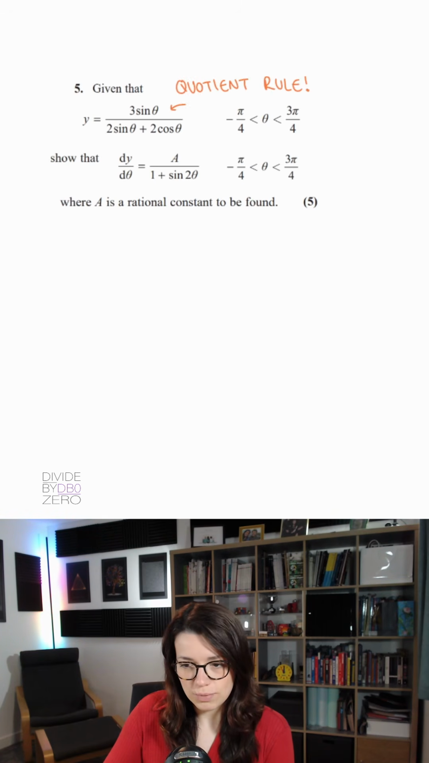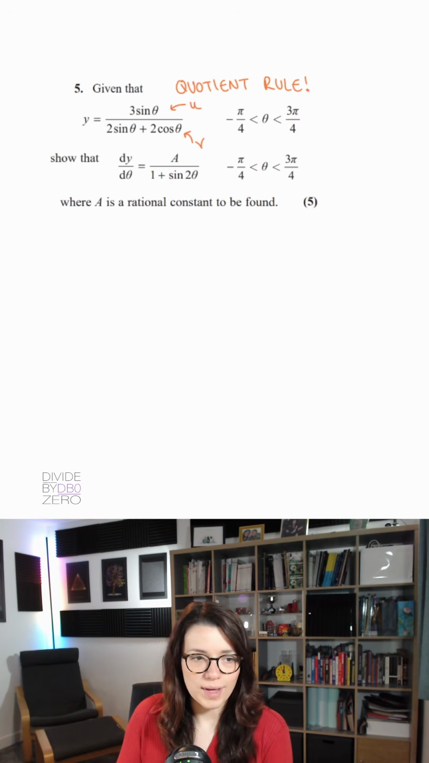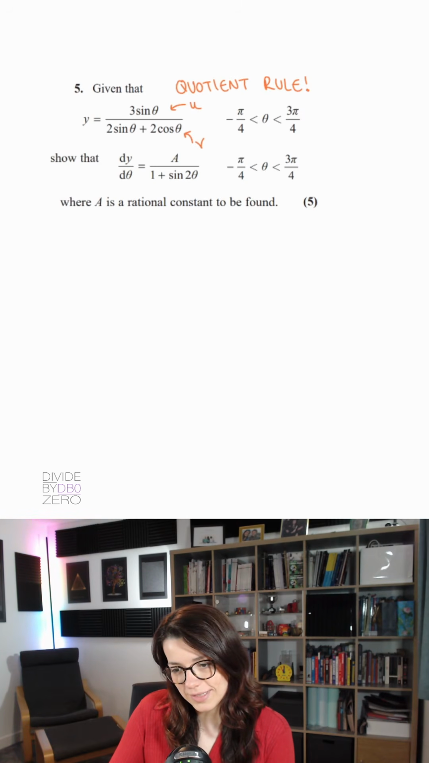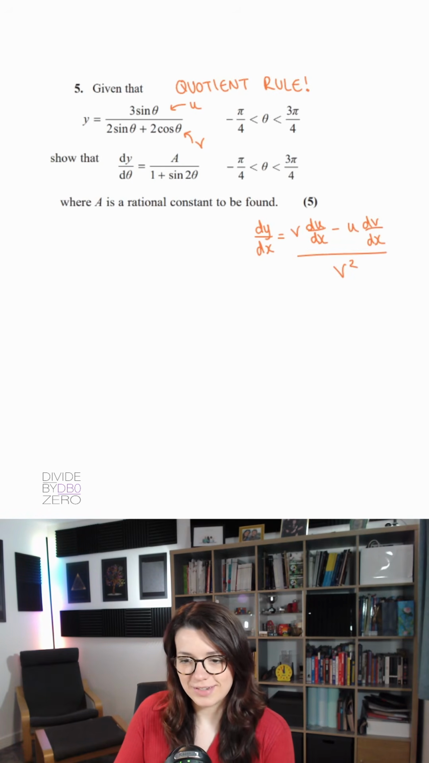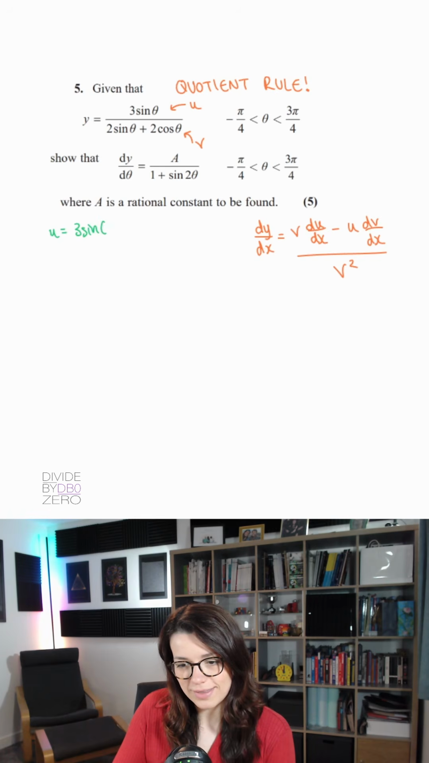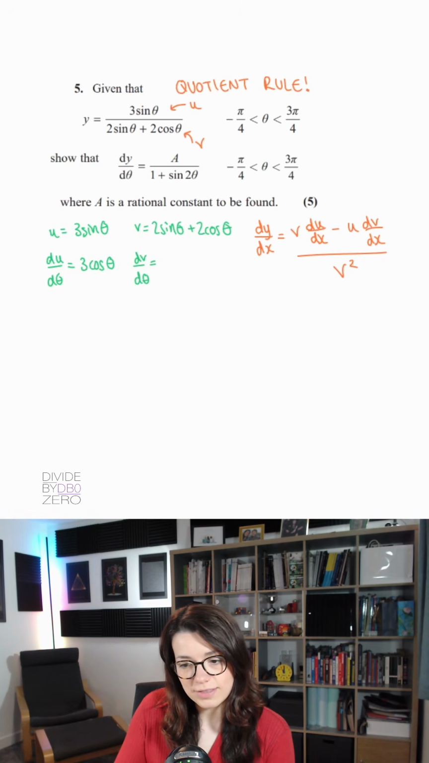Let's call the top u and the bottom v, always, and make a note of our quotient rule on the side. dy/dx is v du/dx minus u dv/dx all over v squared. And now we're ready to do the differentiation. So if u equals 3 sine theta, that means du d theta will be 3 cos theta. v is 2 sine theta plus 2 cos theta. So dv d theta is 2 cos theta minus 2 sine theta.